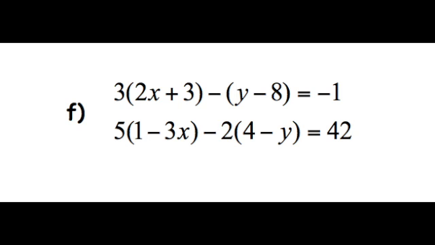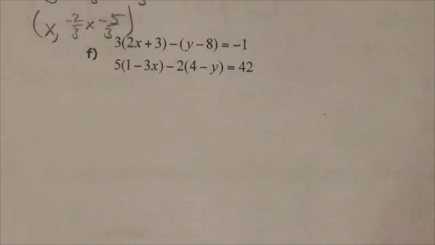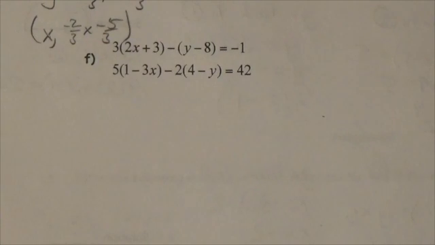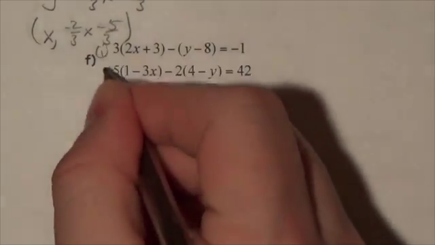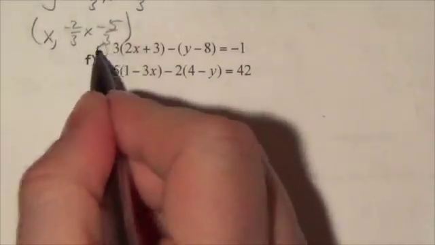3 times (2x + 3) minus (y minus 8) equals negative 1. 5 times (1 minus 3x) minus 2 times (4 minus y) equals 42. Okay, this question has a little bit more going on in it, but it's just preliminary work that you have to deal with prior to solving this system. So here's equation 1. I got a little bit of overlap here from the previous question, but whatever.